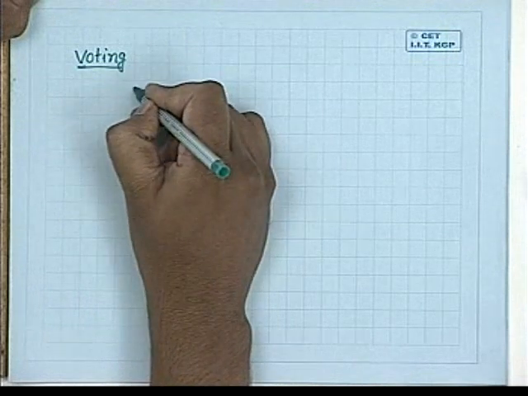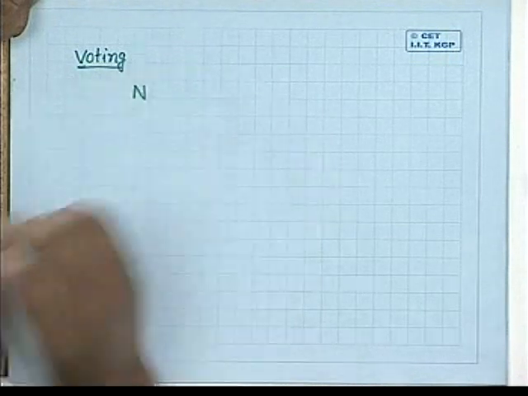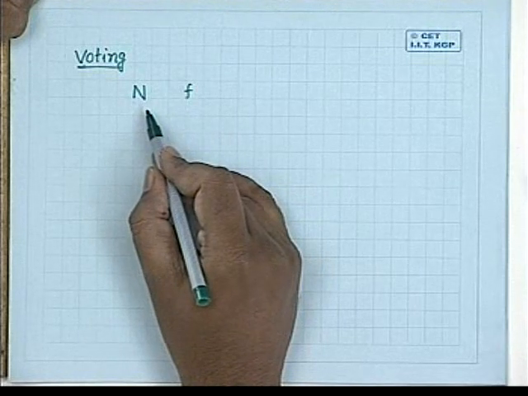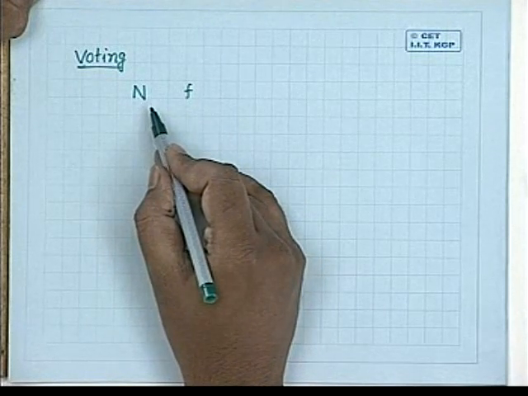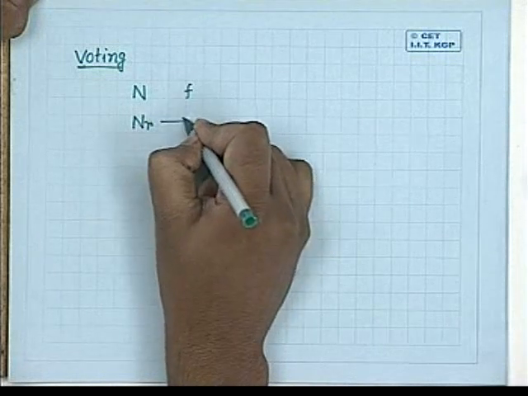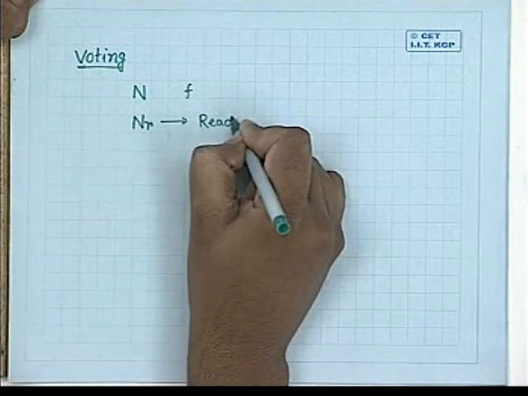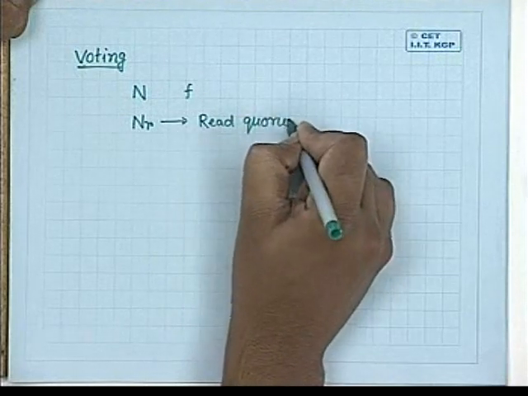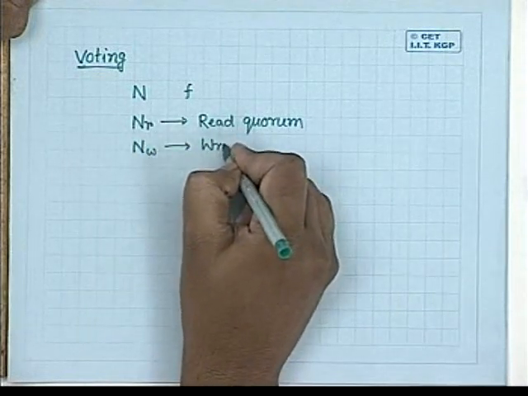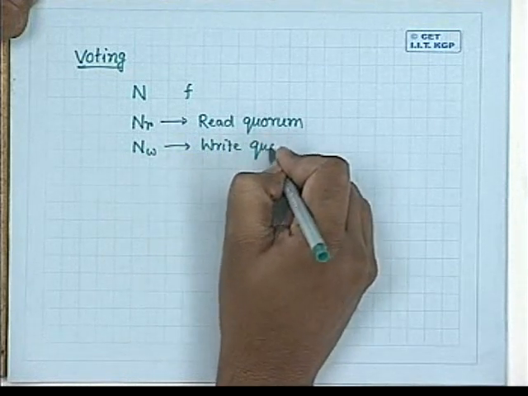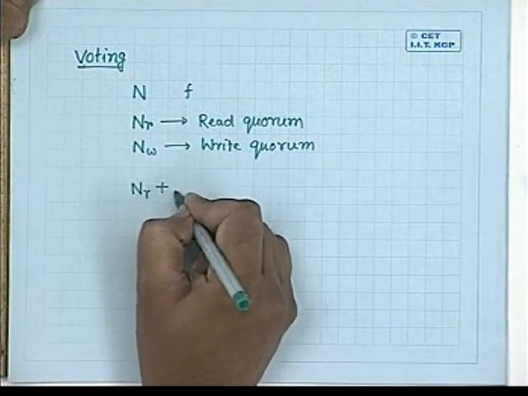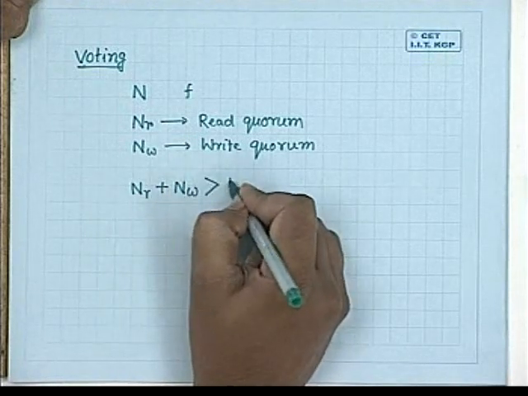Let us assume that there are N copies of a particular file F. That means the same file F is contained on N servers. Okay, you define two quorums. What is called a read quorum, say NR. NR is the read quorum, and you define another quorum NW, which is a write quorum. Your condition is NR plus NW is greater than N.